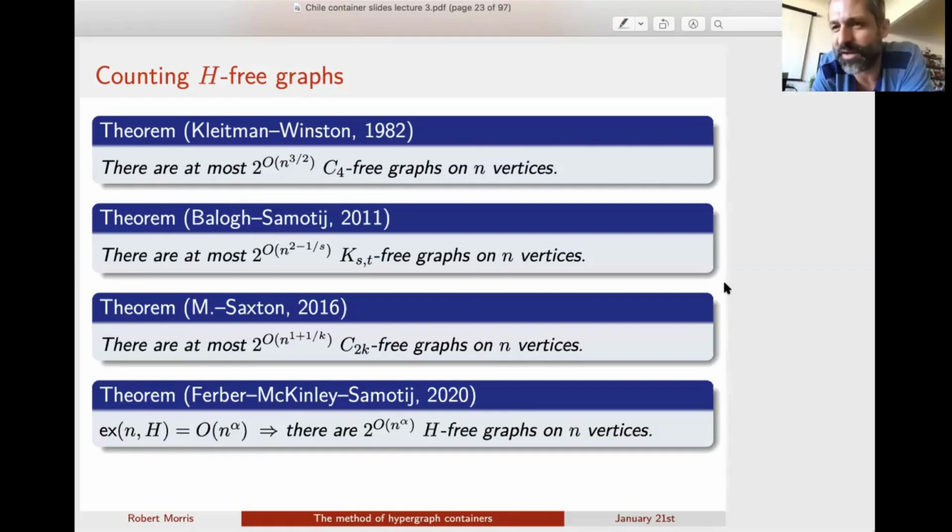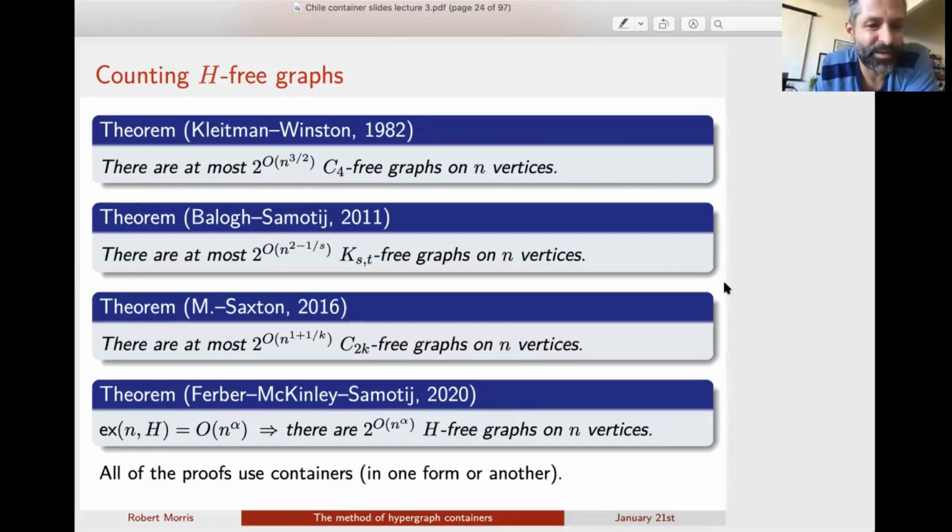Another condition that was enough: if the simple random lower bound, so take a random graph and kill all the copies of H, if you can beat that by n to the epsilon, then it's also true. But that's also only known in a few cases. So this edge conjecture is almost proved, but there's still some work to do. Okay, and all the proofs use some kind of containers. Kleitman and Winston is the first container type result, so graph container type result. Balogh-Samotij is the first hypergraph container type result, and then these later two papers use explicitly the container lemma.